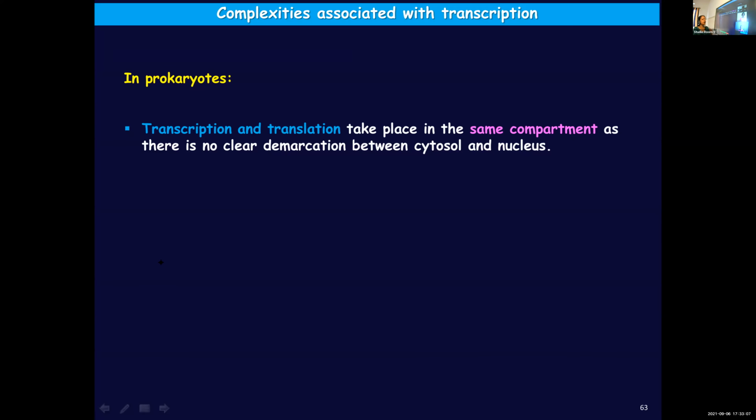But we already learned that in prokaryotes, there is no... Vidur is sleeping in between. He's not there.